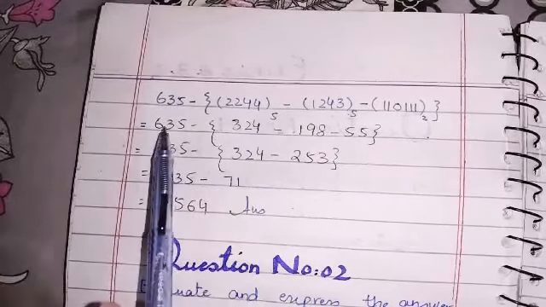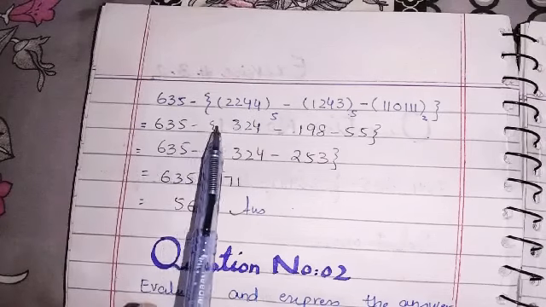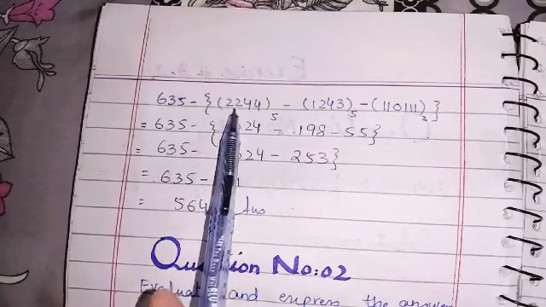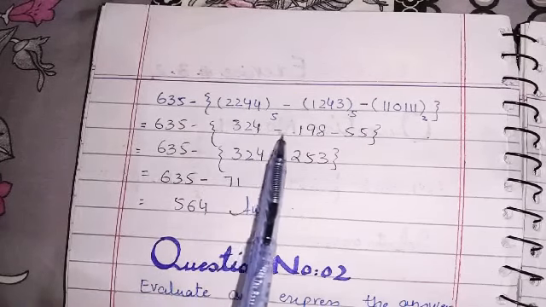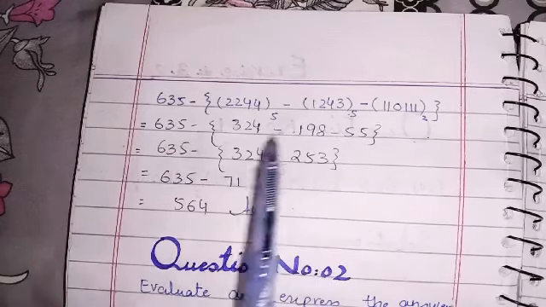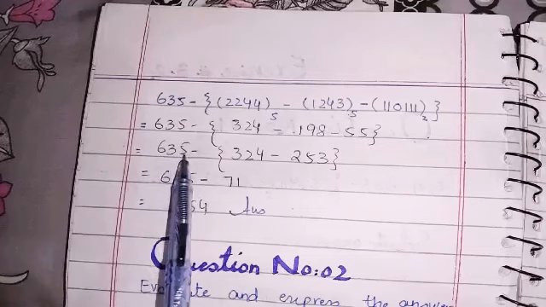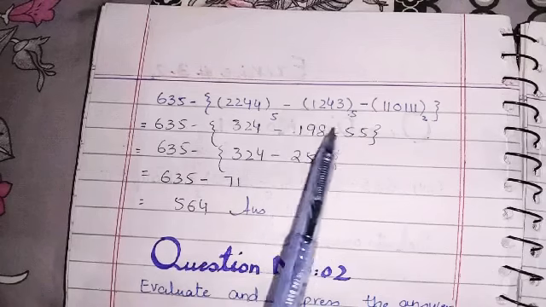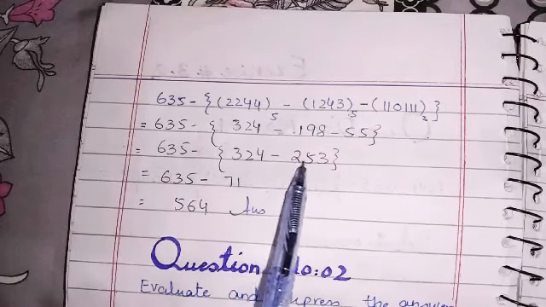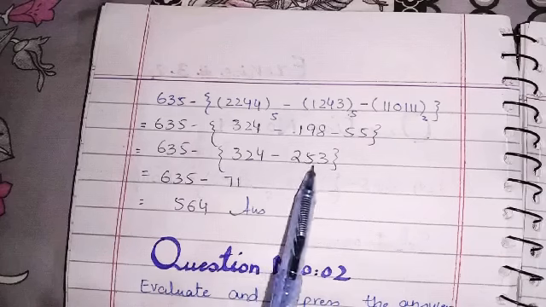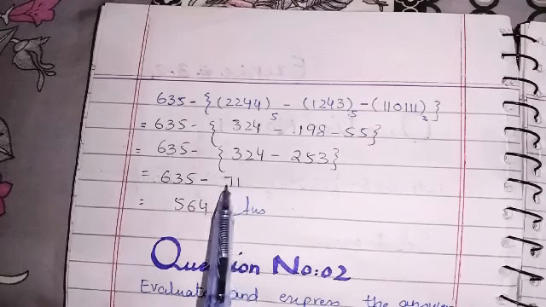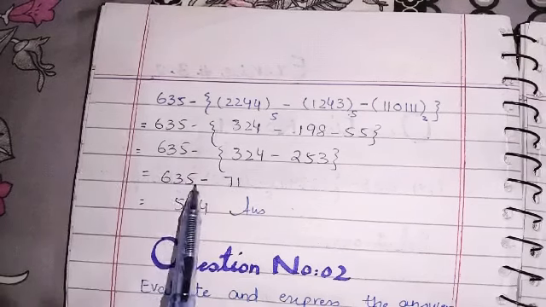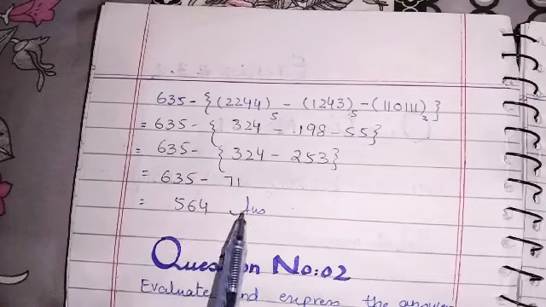Here is our question given to us. We will write 635 as it is minus, in curly brackets we write 324, because when we convert this number into the decimal number system we got our answer 324, minus 198 minus 55 within brackets. We will combine the negative numbers, then we got minus 253. Now we will subtract 253 from 324, we got 71. Now we will subtract 71 from 635, we got 564, which is our answer.